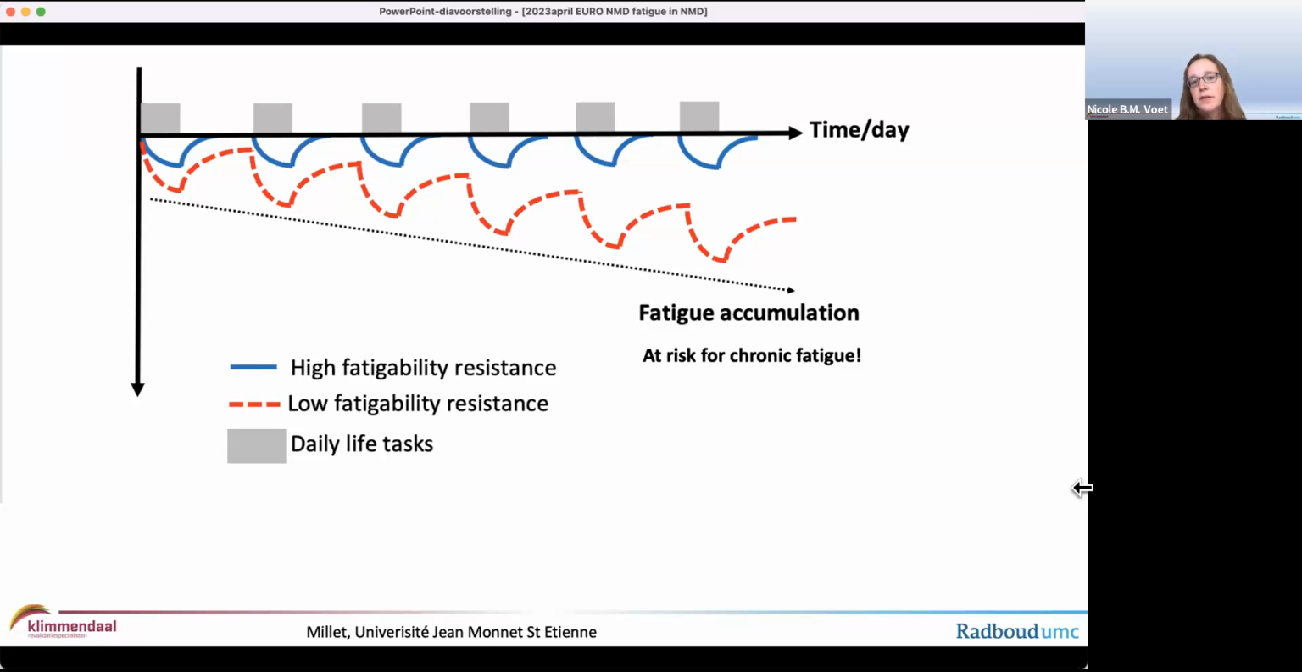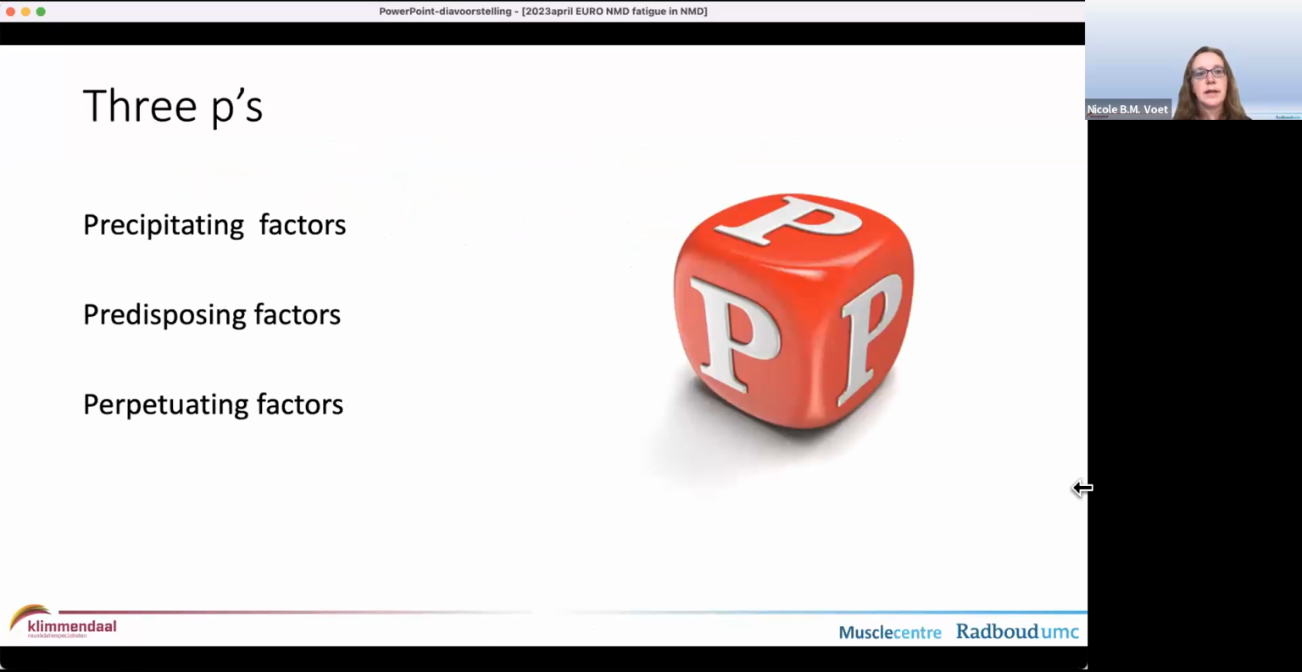And people with a low fatigability resistance don't have enough rest. As a consequence, there is an accumulation of fatigue in daily life, so they are at risk for chronic fatigue. I will show you later on how you can prevent acute fatigue from becoming chronic fatigue. And it's good to know that there are 3 different factors that have to do with acute fatigue becoming chronic fatigue.